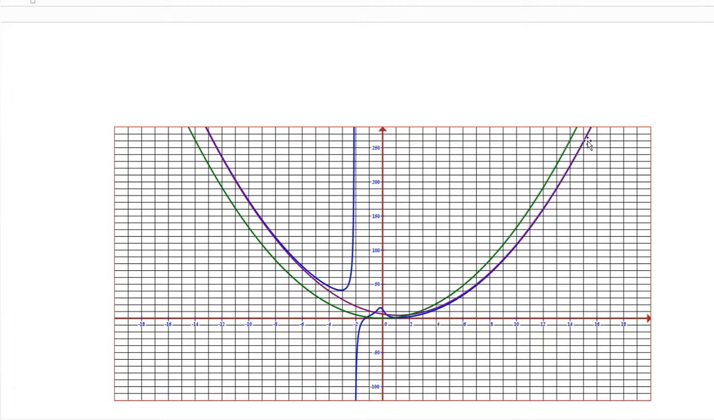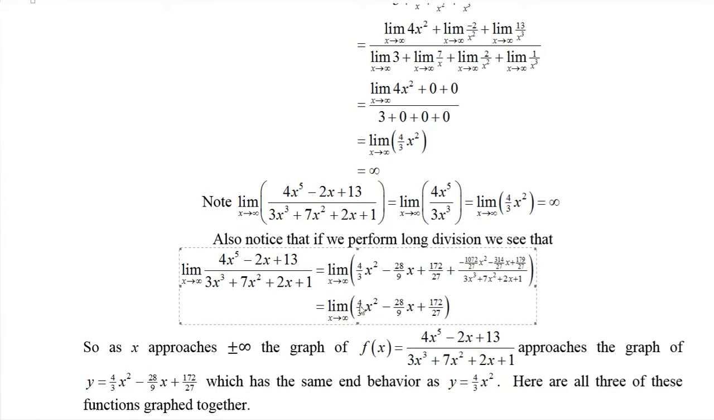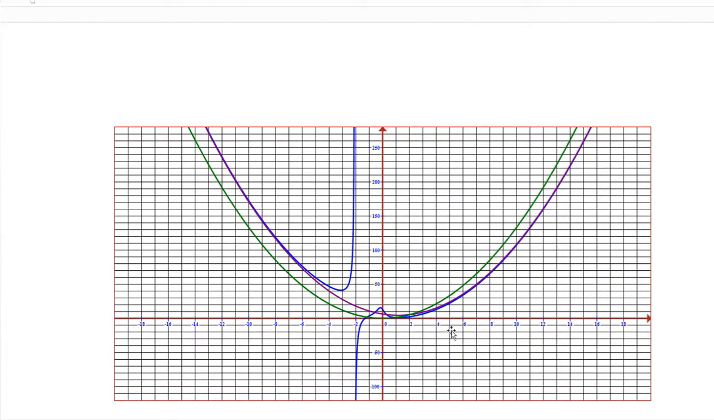Now, as far as the basic shape, notice both the original function, the parabola that the function approaches, and just the quadratic function given by the first term of that. So the first term is 4/3 x squared, which is the same as just the leading term over the leading term here, 4x to the 5th divided by 3x cubed, 4/3 x squared. That's the green one, and they have the same basic shape. So you can see that little parabola shape going on at the ends.